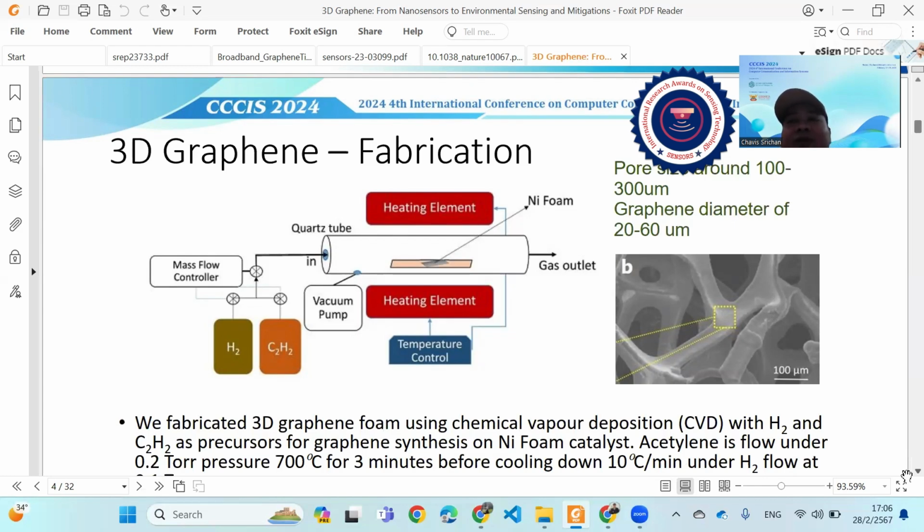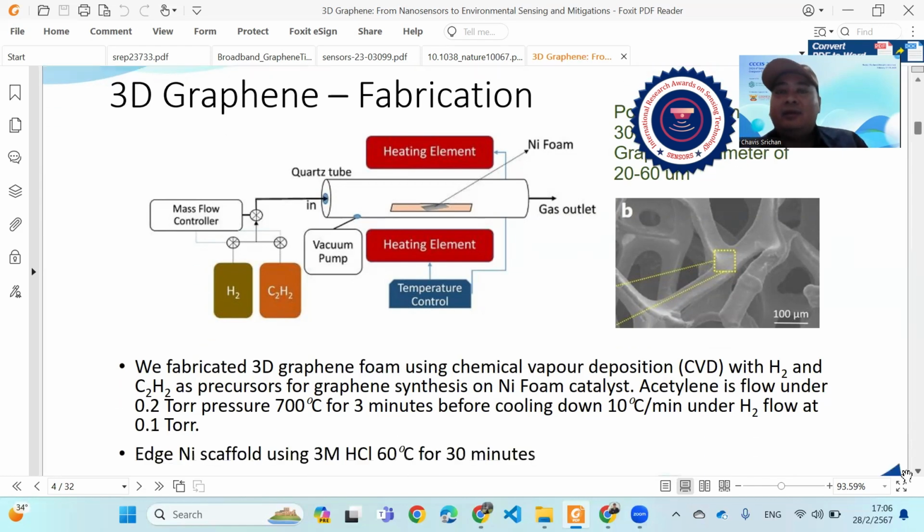Then you get graphene grown on the surface of the nickel foam, as you see in the figure. You can see that there is a lot more surface area of graphene using the 3D structure of nickel foam, so you get a 3D structure of graphene as well. We use a pore size of around 100 to 300 micron for the nickel foam, and of course the 3D graphene will be the same.